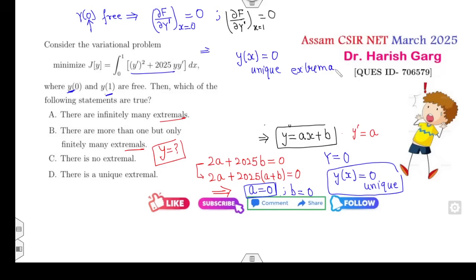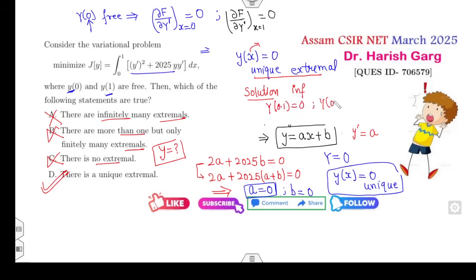Now you can check the option. The first option said it's infinitely many extremal. More than one extremal wrong, no extremal wrong. Unique extremal is the right answer. Fine. But make sure student, these are unique extremals. But if somebody will ask you how many solutions are there, the solutions are my infinite. Solution is x. You can see y of 0.1 is 0. Y of 0.2 is 0. And on the domain 0 to 1, every solution, that is y of x is a solution. So it's infinitely many solutions, but extremal is my unique. D is the right answer of this problem.